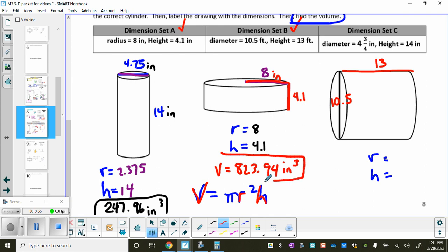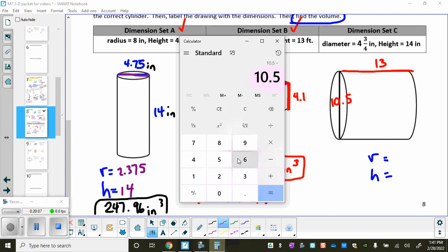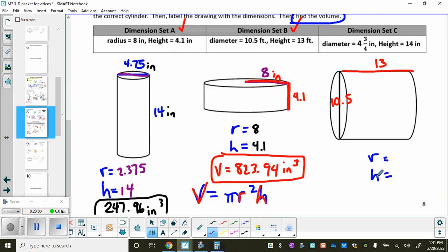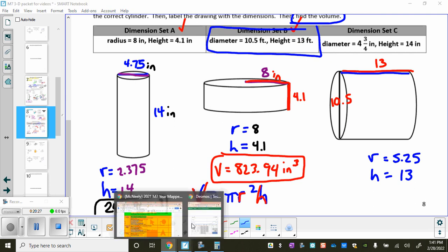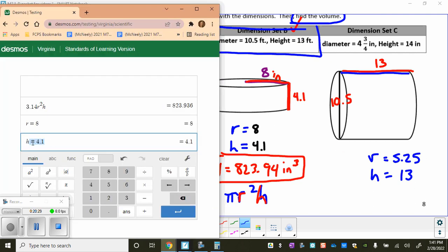All right. And last but not least for this one, the diameter all the way across is a 10.5, so let's cut that in half to be the radius. So the radius is a 5.25 for this one. The height is a 13. So if I give you the diameter and the height, just get the radius, and you've still got your height, and you're ready to use Desmos. So the height for this one we said was the 13. The radius is a 5.25.